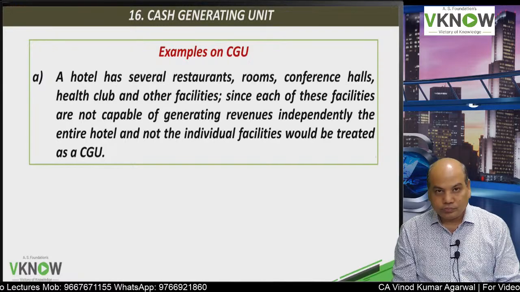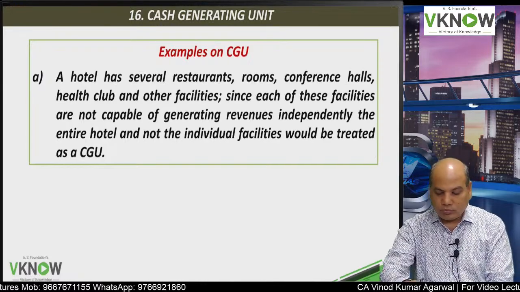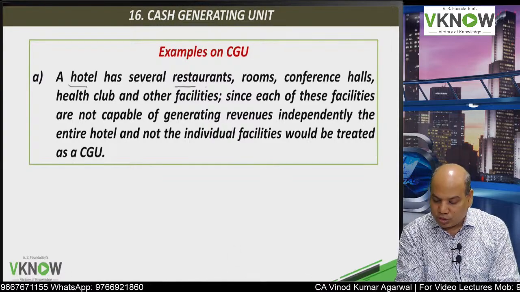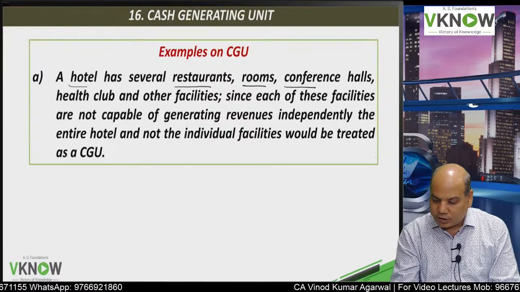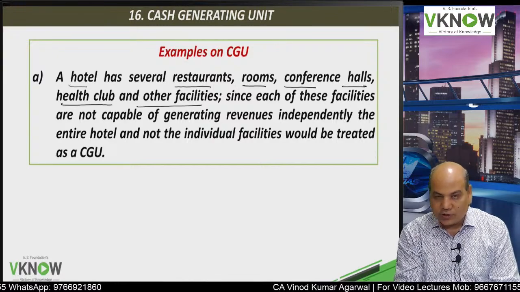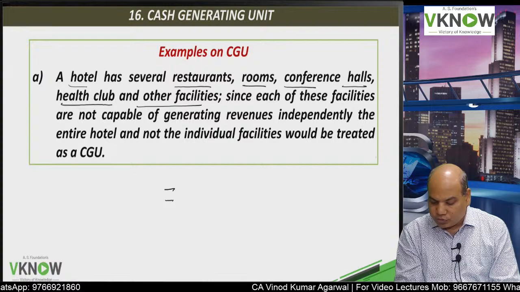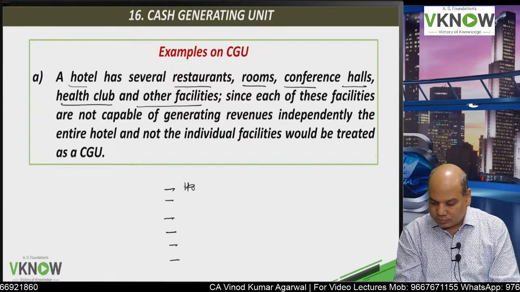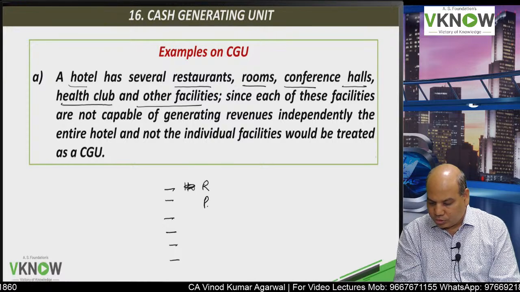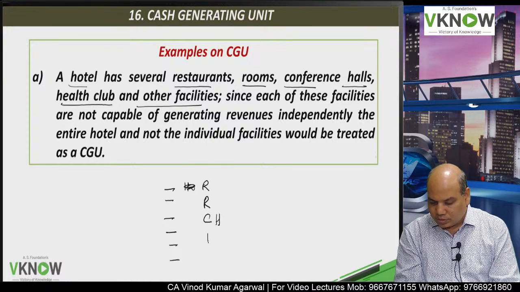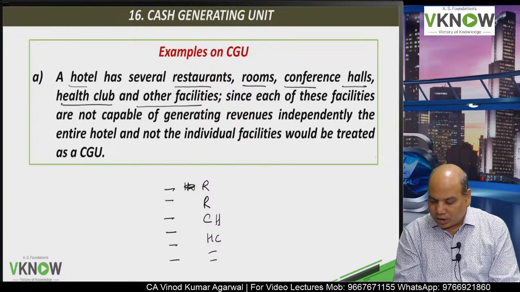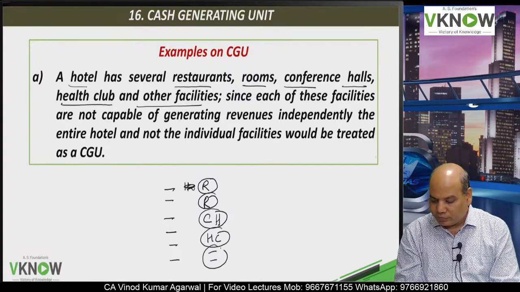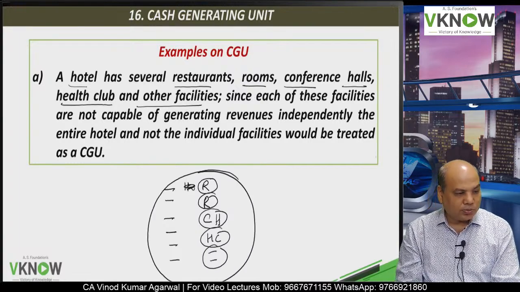Example of CGU. For example, you go to a hotel. In that hotel you will find restaurant, rooms, conference halls, health club, other facilities. So you see, there are different activities happening. Are these generating cash flow independently?